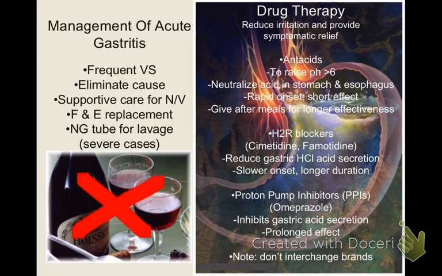And then your proton pump inhibitors, like Prilosec, inhibit gastric acid secretion by binding to proton pumps in the parietal cell. Acid suppression is dose-related, but it's more prolonged than your H2Rs.